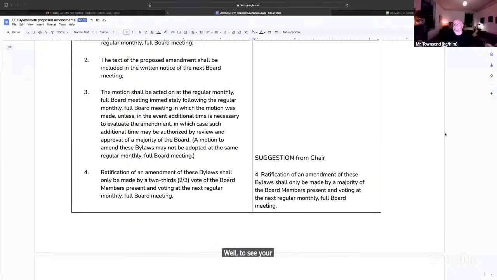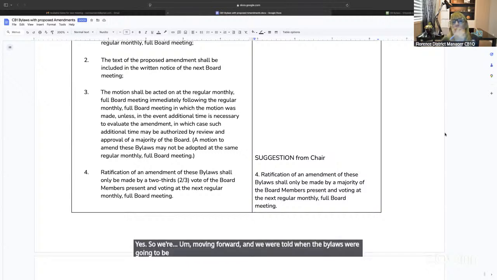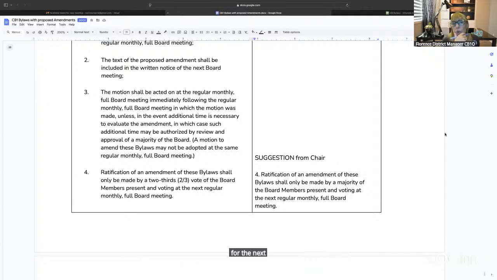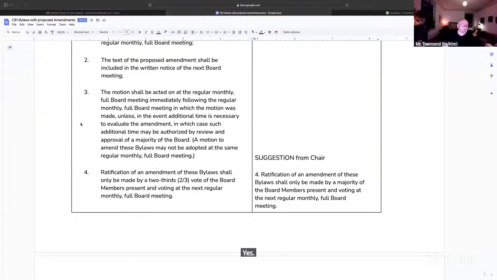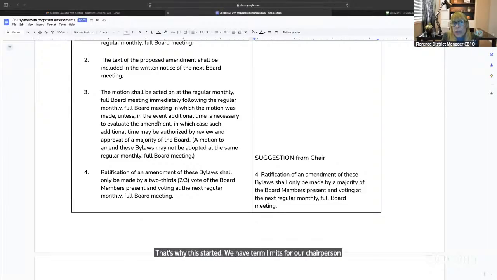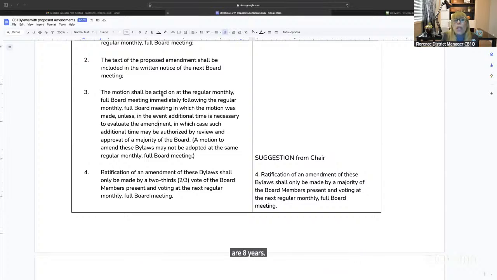Florence, I see your hand up. Yes. So we're moving forward, and we were told when the bylaws were going to be reviewed that this was for perpetuity for the next generation of board members, so that when term limits come to being, we would work to give them information that they could work off of, correct? Yes. That's why this started. We have term limits for our chairperson of 6 years, but term limits for all community board members are 8 years. So with the new 8-year term limits, shouldn't the term limits for the chairman only be 4 years so that more than one person can have an opportunity to become chairman?